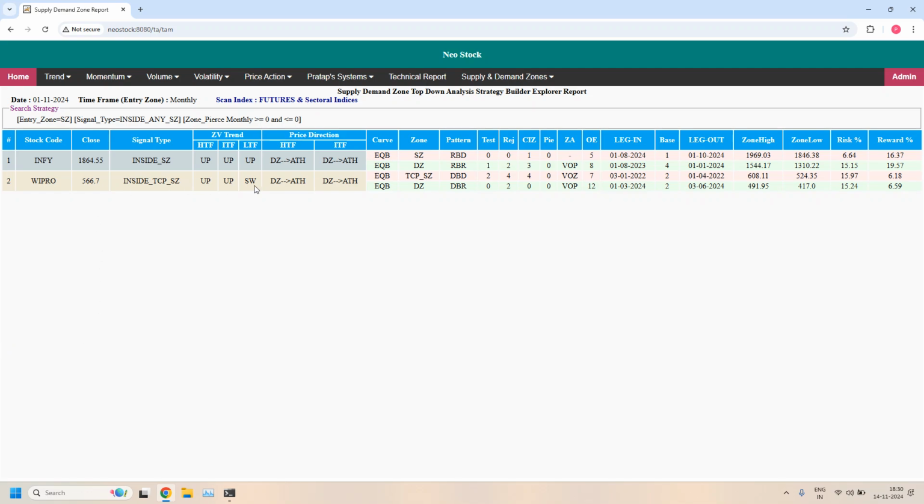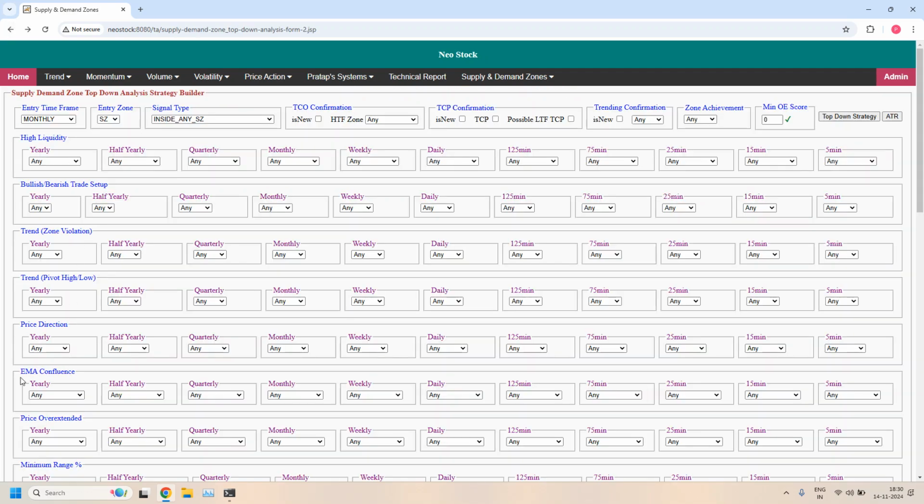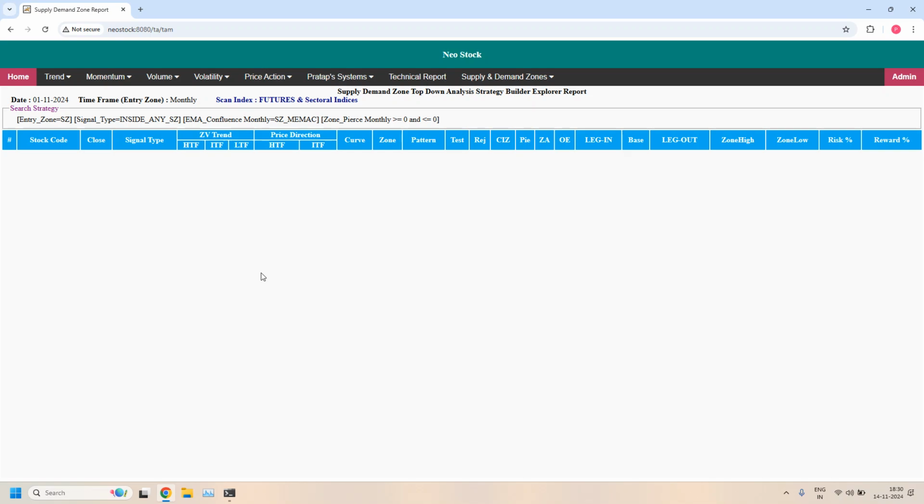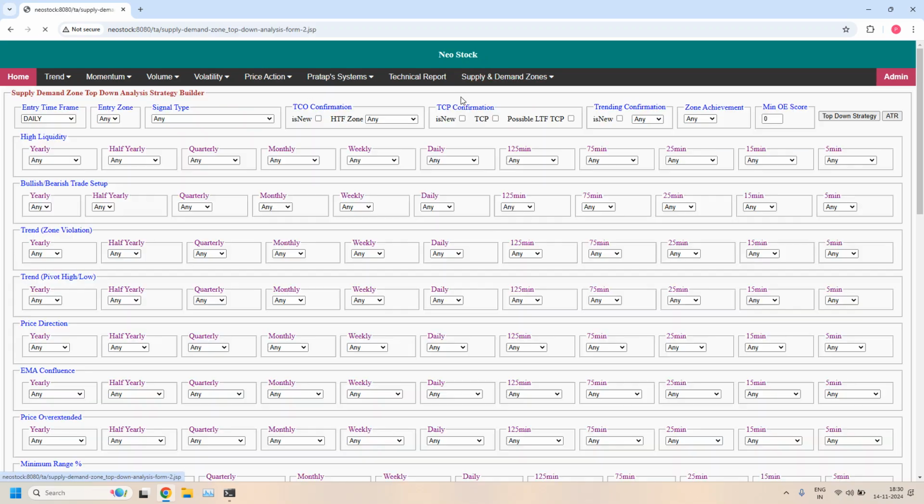In these two, are any of these monthly supply zones having monthly EMA Confluence? Let's verify. In the EMA Confluence, monthly time frame, monthly supply zones with monthly EMA Confluence. So none of the stocks are having EMA Confluence. Okay, next time frame is weekly.